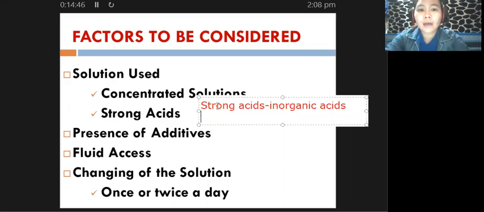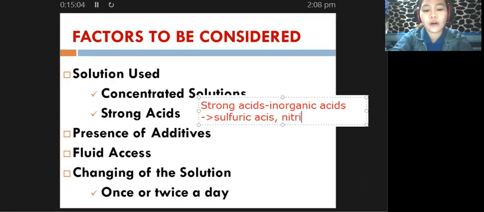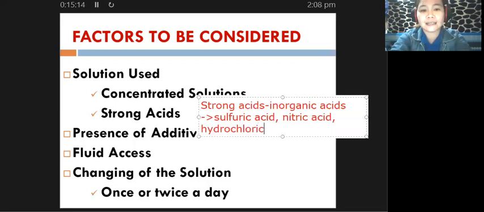So what are examples of inorganic acids that we use in the laboratory? Like for example, in your MTOC. Can you give me one? Yes, that's correct. We have your sulfuric acid. What else, guys? Yes, correct. We have your nitric acid. And then what else? Very good. We have your hydrochloric acid.